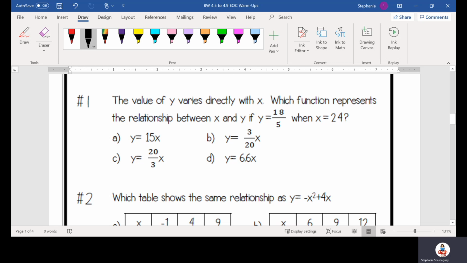It says the value of y varies directly with x. The function represents the relationship between x and y if y is equal to 18 over 5 when x is equal to 24. So for this particular problem, this is not something that we taught, but it is something that we can still go over so you know how to do it if you see it in the future on maybe an SAT. But what we're going to do here is we're going to take these y values and x values, and we're going to set it equal to each other, but we have to figure out the k term.